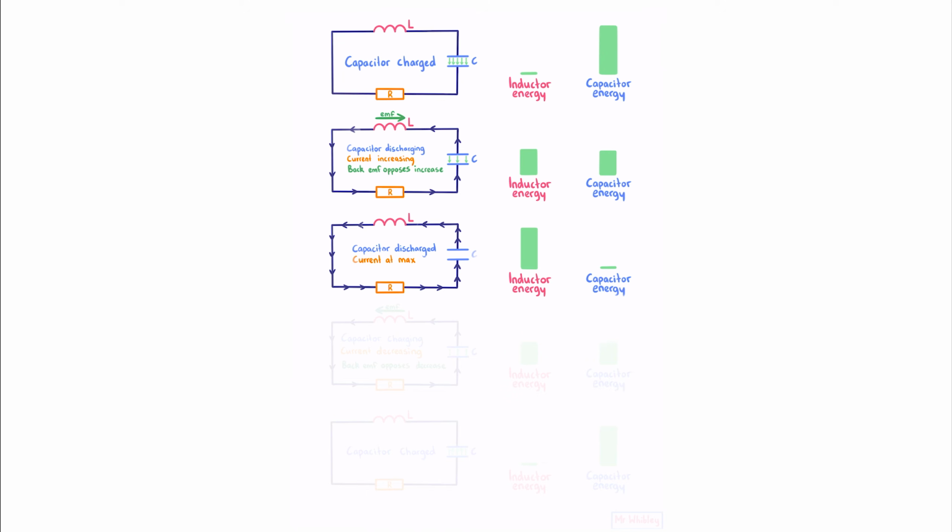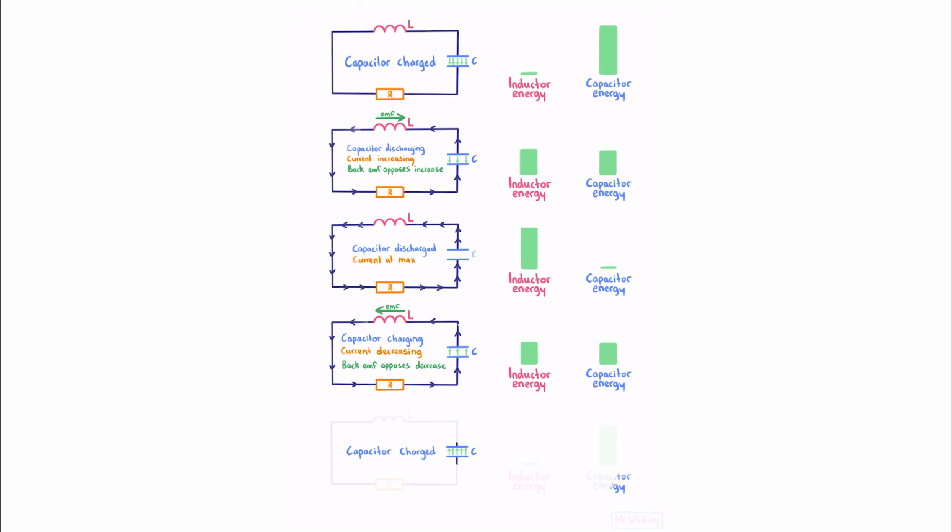And now for the interesting bit. Because the current starts to decrease, the inductor induces a back EMF that opposes this decrease. What this means is that instead of our capacitor completely discharging, it instead overshoots and starts to charge in the opposite direction. And so because we have current, we have energy in the inductor, and because our capacitor is now partially charged, we also have energy in the capacitor. This continues until our capacitor is fully charged once again, at which point the current is 0, and so the energy stored in the inductor is 0.